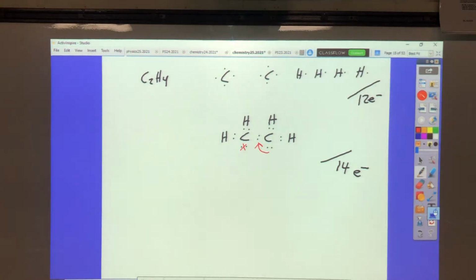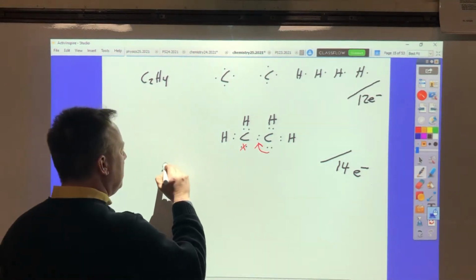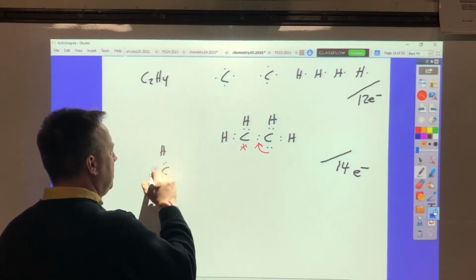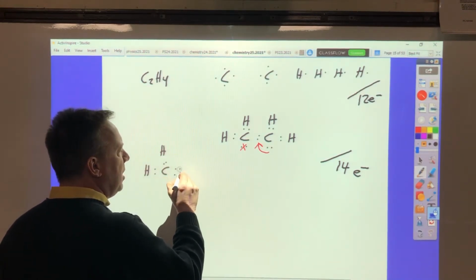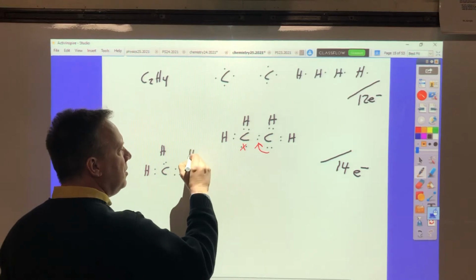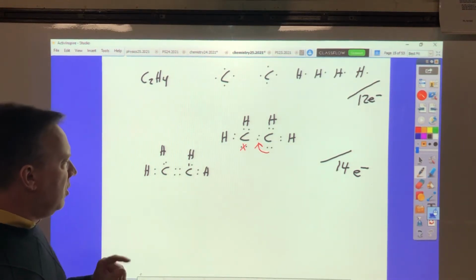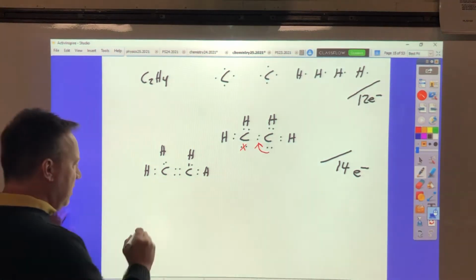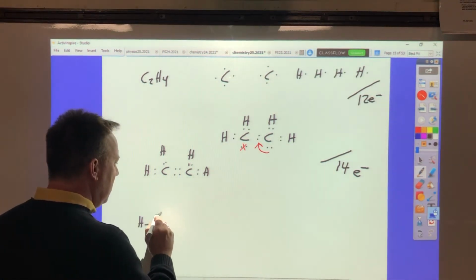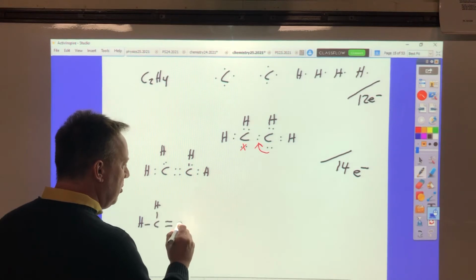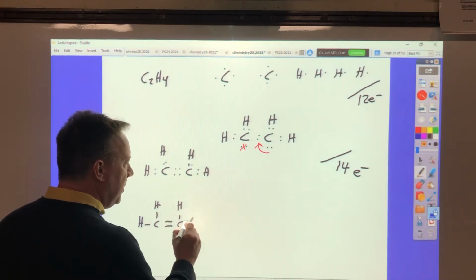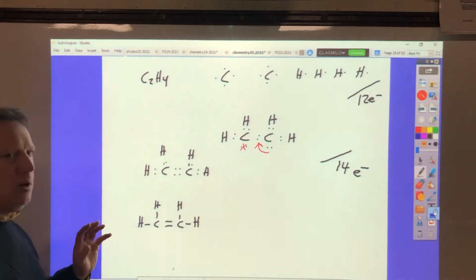And once we do that, I have carbon looks like this with hydrogen, hydrogen, double bond, carbon, hydrogen, hydrogen. I can replace the shared pairs with sticks. So I'd have it H, C, H, double bond, C, H, H. No extra lone pairs left.